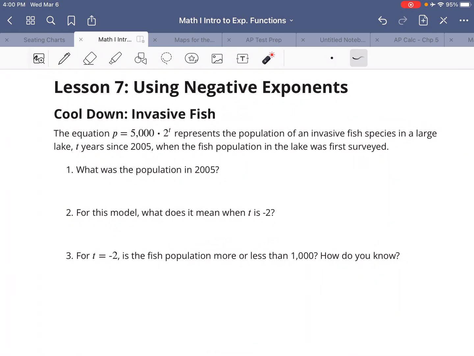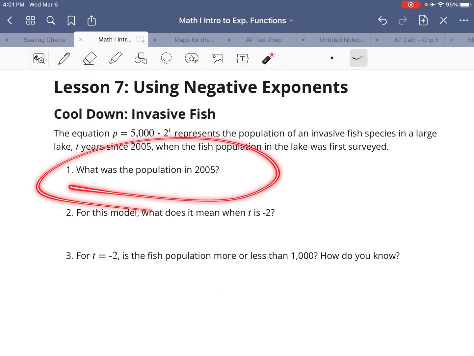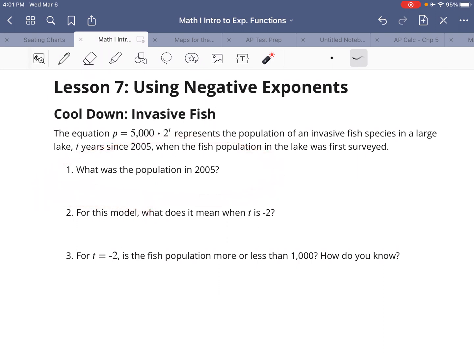The equation P equals 5,000 times 2 to the t represents the population of an invasive fish species in a large lake, t years since 2005. T is years since 2005, when the fish population in the lake was first surveyed. What was the population in 2005? That would be how many years since 2005? Or, what does this tell us about how many fish we started with at the beginning of our survey?